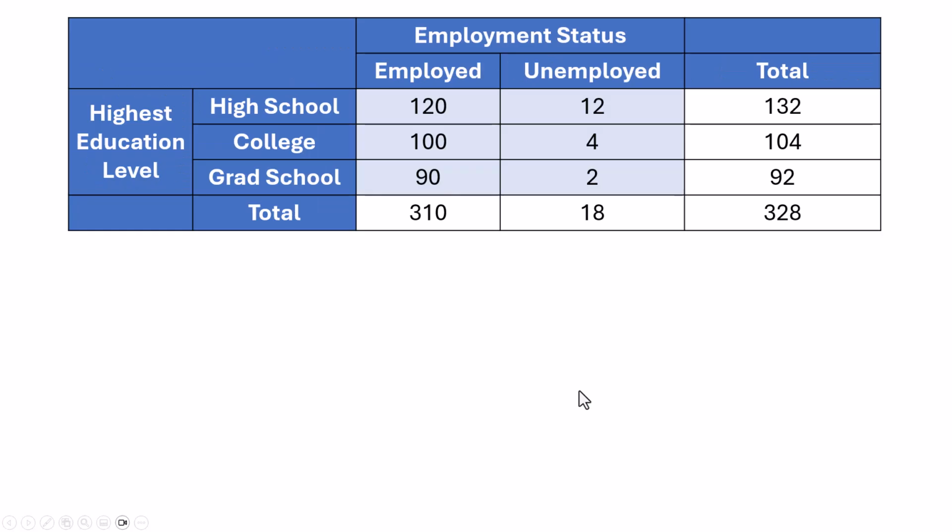Typically, the information for a chi-square test will be given in the form of a two-way table. So here we have the highest education level received on the rows is either high school, college, or grad school, and then the employment status as either employed or unemployed.